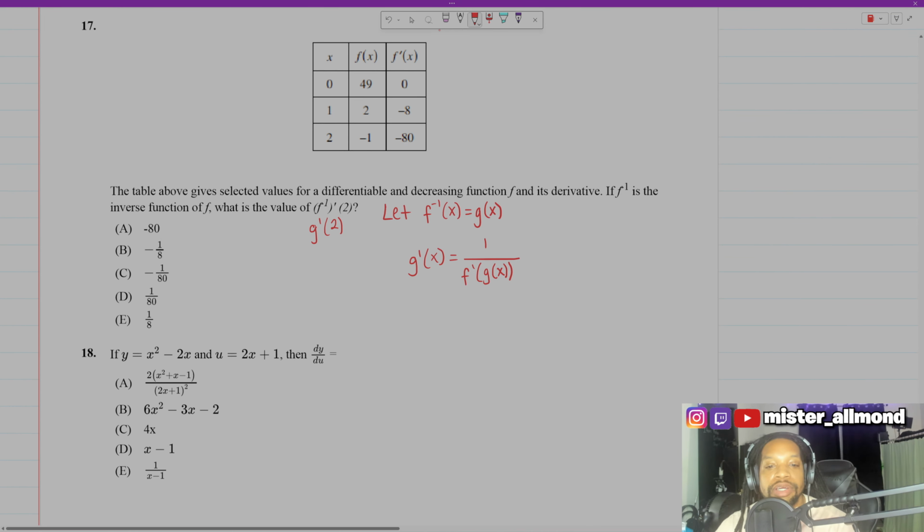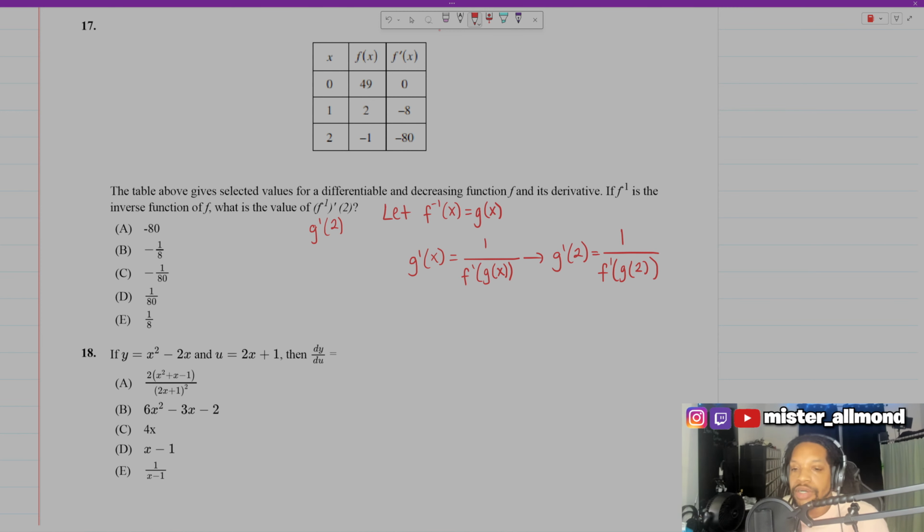All right, so from here, since I have g prime of x, I can go ahead and find g prime of 2, which means just replace x's with 2's, and then I can get some stuff from the table. Okay, 1 over f prime of g of 2. Now, here's where people were getting cooked because they couldn't figure out what is g of 2.